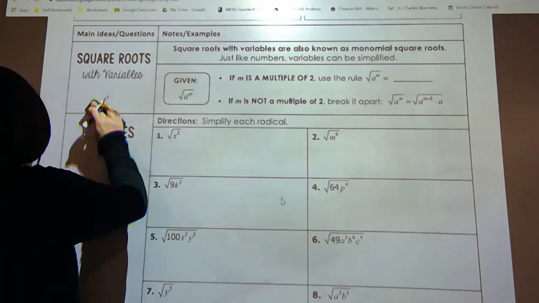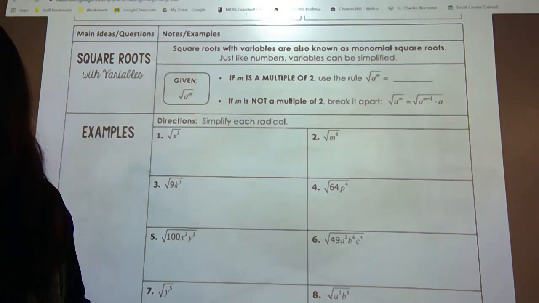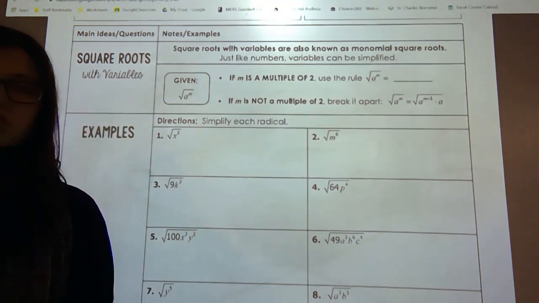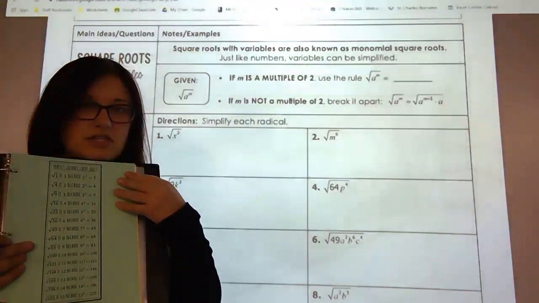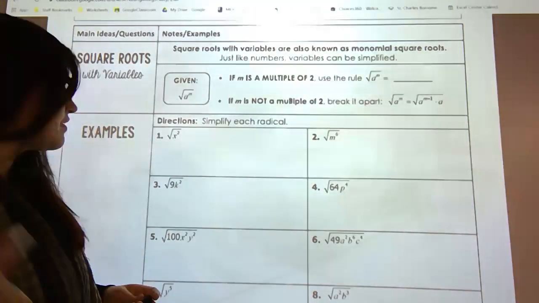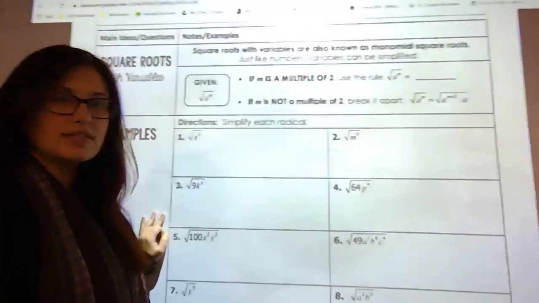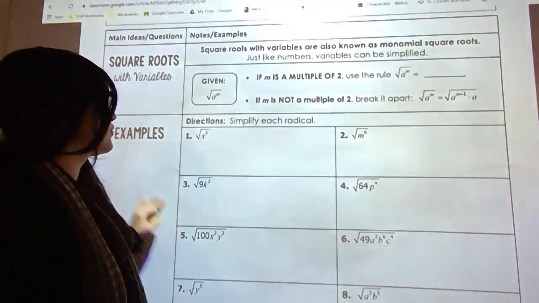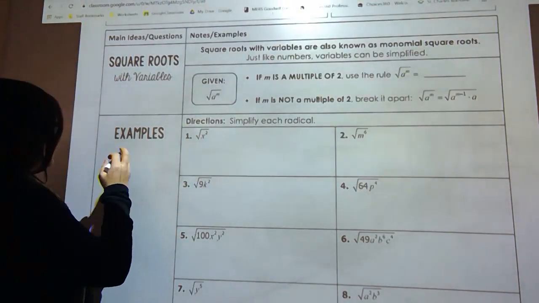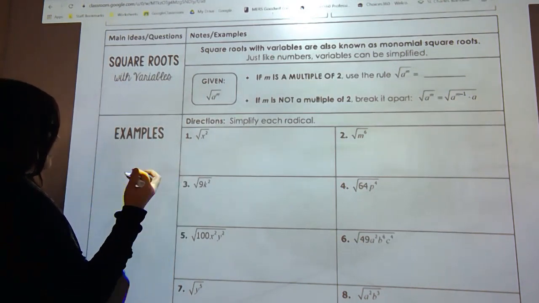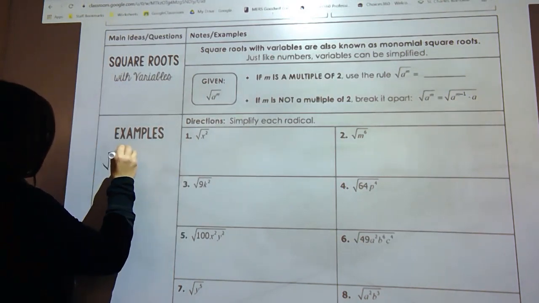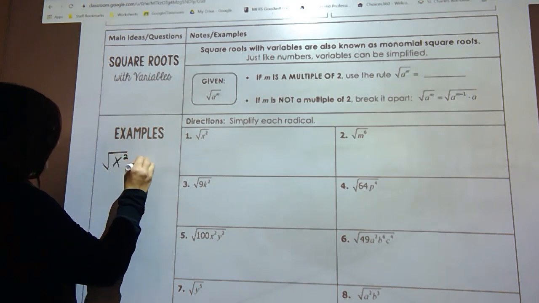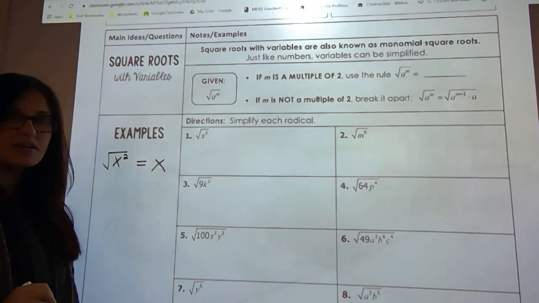I want us to make another list. So maybe off to the side of your perfect square cheat sheet, you can write this list. And this is a variable perfect square list. And let's see if we can find a rule maybe that's happening. So if I have the square root of x squared, that's just x.